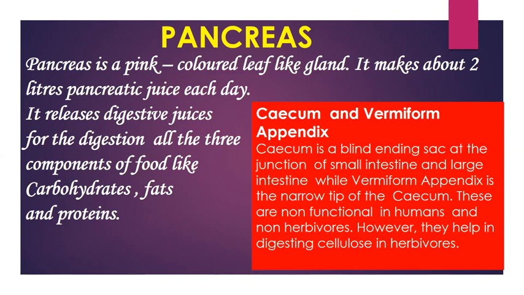Students, you must know about cecum and vermiform appendix. Cecum is the blind ending sac at the junction of small intestine and large intestine, while vermiform appendix is the narrow tip of the cecum. These are non-functional in humans, or you can say they are vestigial organs in humans and non-herbivores. However, they help in digesting cellulose in herbivores.